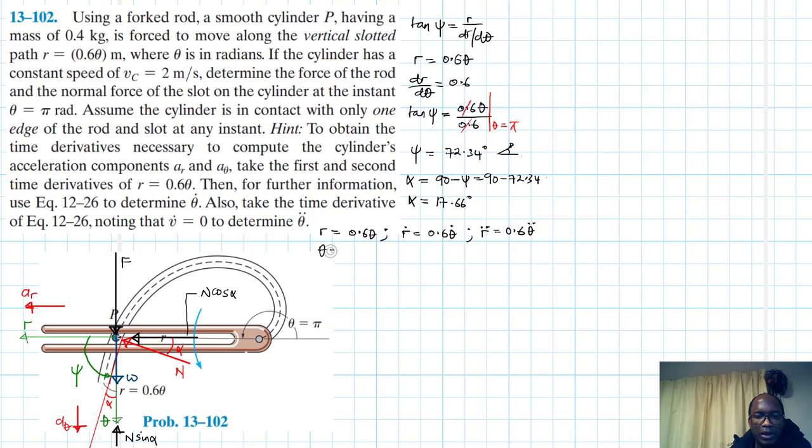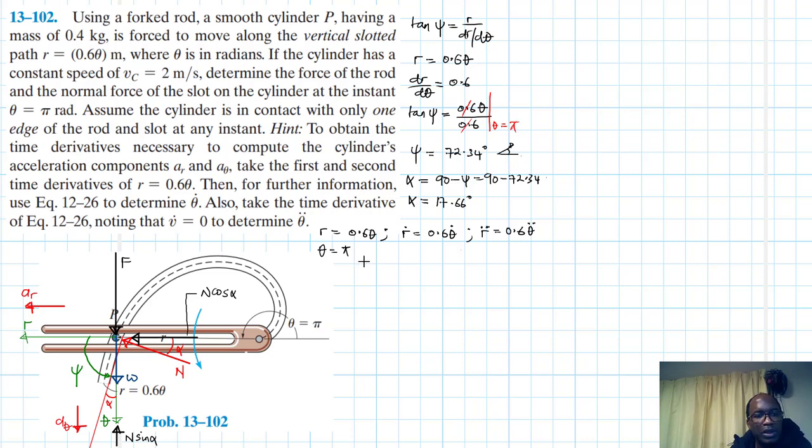Alright, and our theta is just equal to pi. Therefore r at theta equals pi is just going to be equal to 0.6. Then before we continue with this, let's work out what we have.